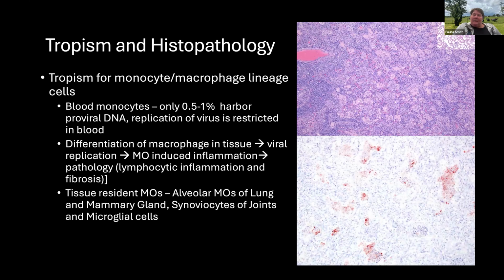When we actually look for the virus, it's going to be in these macrophages. And you can see that the infected cells are much less frequent than the total inflammation that it's inducing. And again, don't forget, you have differentiated macrophages that come from your blood monocytes. The virus can also infect alveolar macrophages of the lung and mammary gland, synoviocytes of the joints, which is the tissue resident macrophage of the joint, and then microglial cells in the CNS would be the cells that are infected by this virus.